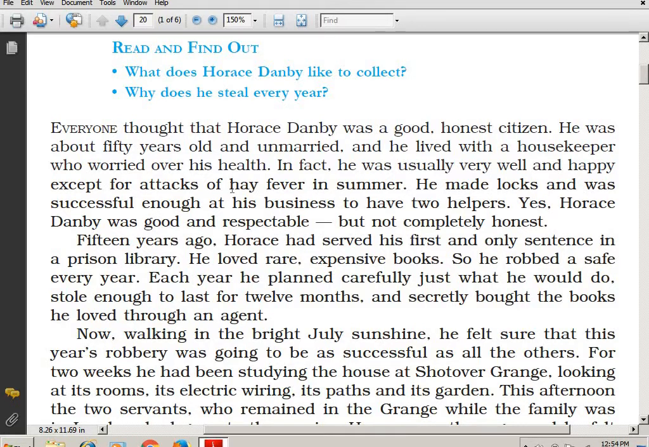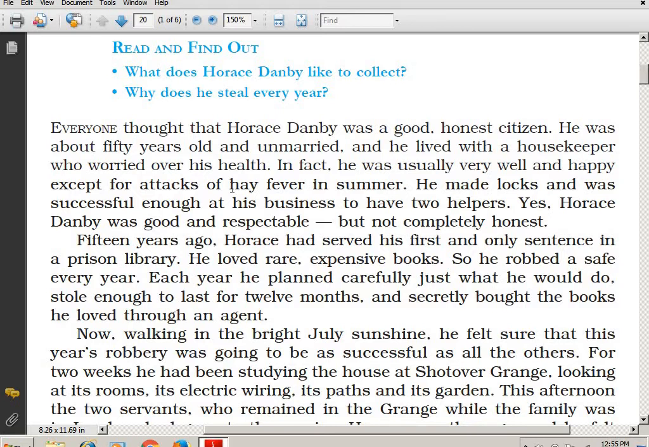So, the first paragraph is talking about who Horace Danby was. The first sentence itself tells that he was a good, honest citizen. And how old was he? He is described as a 50-year-old man who was unmarried, and he lived with a housekeeper. The housekeeper worried about his health. In fact, he was usually well and happy except for the attacks of hay fever. So he had the problem, the attack of hay fever.